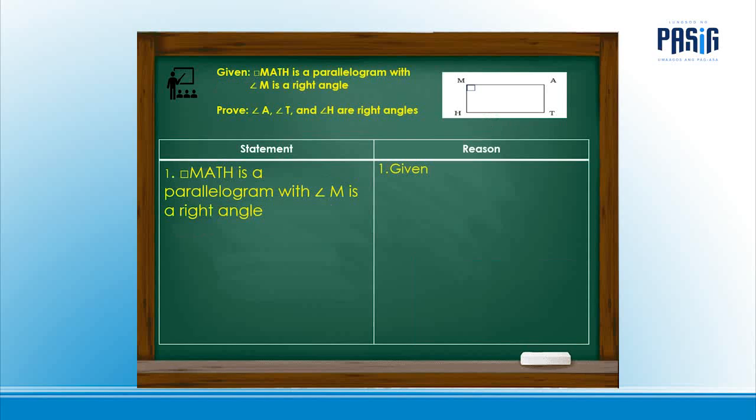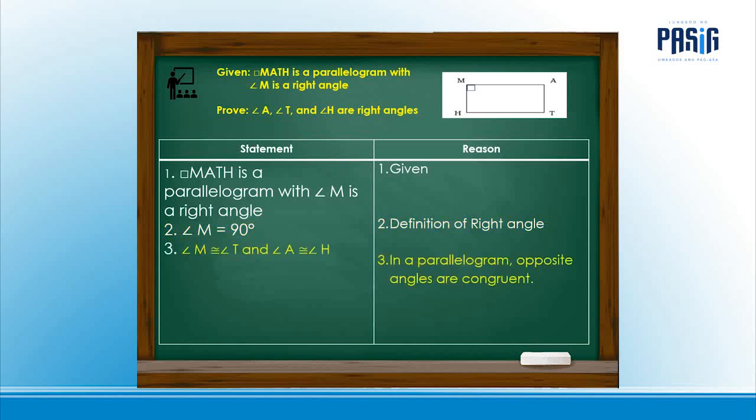Let us now discuss the proof using two columns with statement and reason. Number 1. Quadrilateral MATH is a parallelogram with angle M is a right angle. Reason: given. Next, angle M is equal to 90 degrees. Definition of right angle. Number 3, angle M is congruent to angle T, and angle A is congruent to angle H. For the reason, in a parallelogram, opposite angles are congruent.